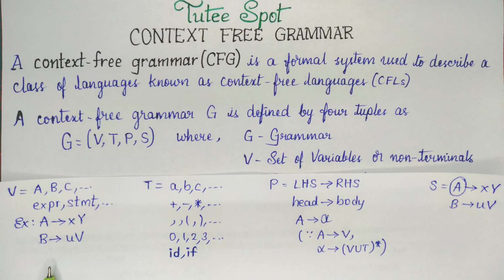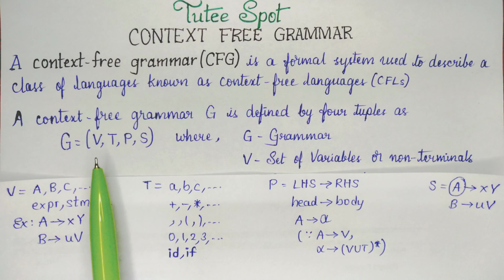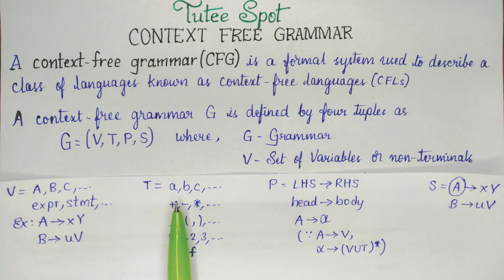These non-terminals are mostly used for substitution, like A produces small x capital Y and B produces small u capital V. Like this, non-terminals are used for substitutions. And T is the set of terminals or symbols, such as lowercase letters like small a, small b, small c and so on, operators like plus, minus, into, punctuation symbols like comma, parenthesis, digits from 0 to 9, and boldface letters. Basically, these terminals are used to generate the strings.